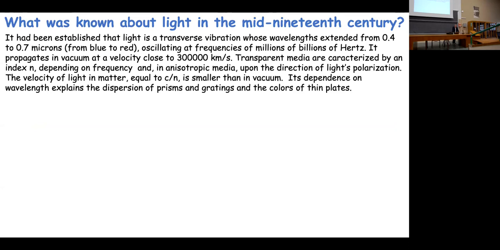Transparent media are characterized by an index which depends on frequency, and in anisotropic media upon the direction of light's polarization. And the velocity of light in matter is smaller than in vacuum, and its dependence on the wavelength explains, of course, the dispersion of prisms and gratings and the colors of thin plates.